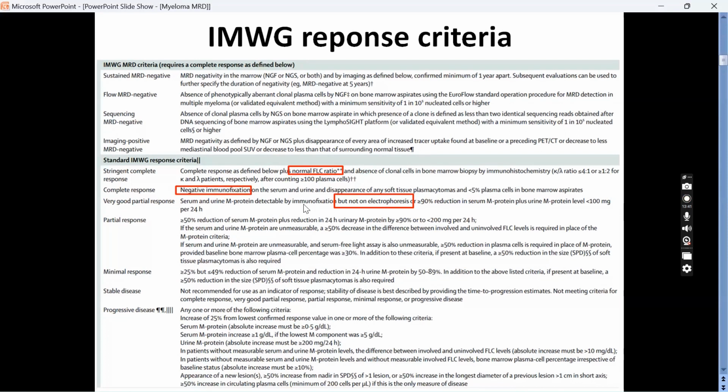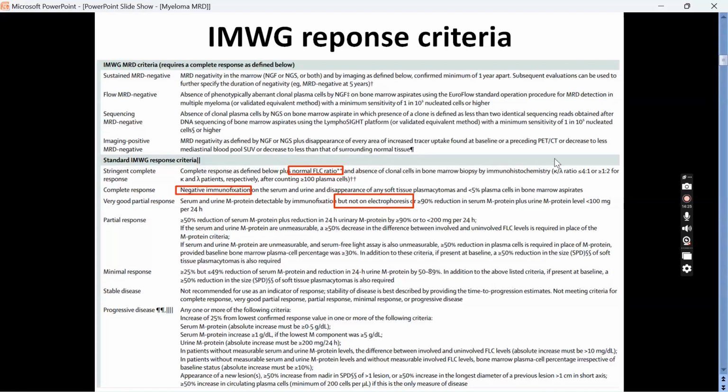When the patient is going for complete response, even immunofixation will be negative, but serum free light chain will be elevated. That is, the light chain secreted by the neoplastic plasma cells will be increased and the ratio will be altered, that is, the kappa to lambda ratio will be altered. In stringent complete response, your electrophoresis will be negative, immunofixation will be negative, serum free light chains will also be negative, and there is absence of clonal cells in the bone marrow biopsy. Remember, this is by IHC, immunohistochemistry, not by flow cytometry. So this is about stringent complete response.